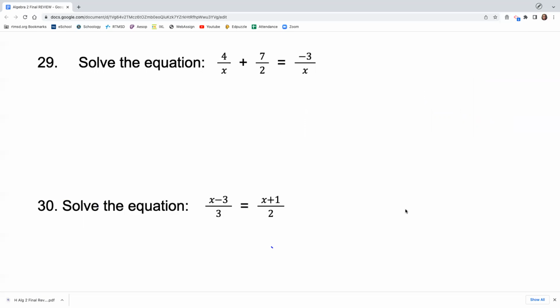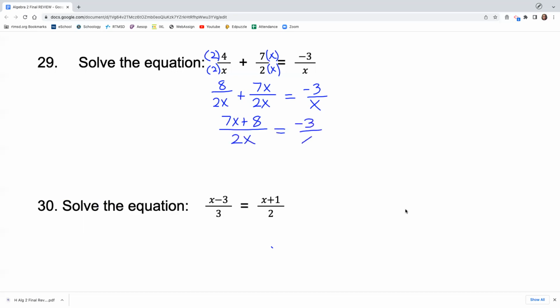This one has a denominator of x, this one has a denominator of 2. We can easily multiply this one by 2 and this one by x to get the same denominator of 2x. So 2 times 4 is 8, 2 times x is 2x. 7 times x is 7x, 2 times x is 2x. Rewriting the rest of the problem, it looks like this. We now can add these two fractions on the left together. 8 plus 7x, I'll write that in standard form, is 7x plus 8 over a single 2x equals negative 3 over x. Now that I have this in a proportion, I can cross multiply to solve for x.